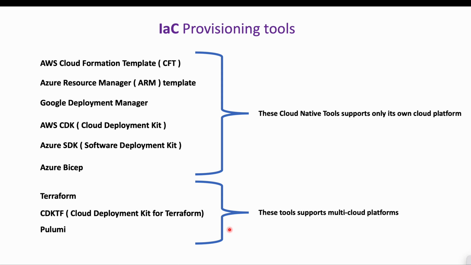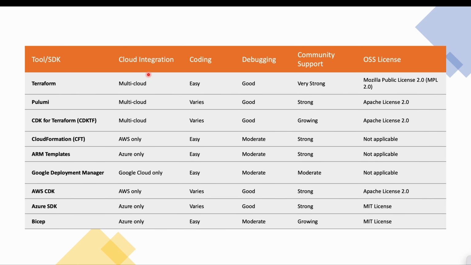Let's see a few other differences as well. As we discussed, Terraform, Pulumi, and CDKTF support multi-cloud. So if your environment has multi-cloud, like hybrid cloud, Azure and AWS, or Azure and GCP, and you want to manage it using one IaC tool, then the best tool is one of these three: Terraform, Pulumi, or CDKTF. Out of these three, if you want to choose any one, then see these differences.